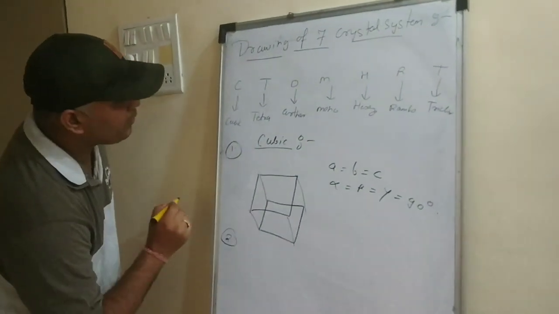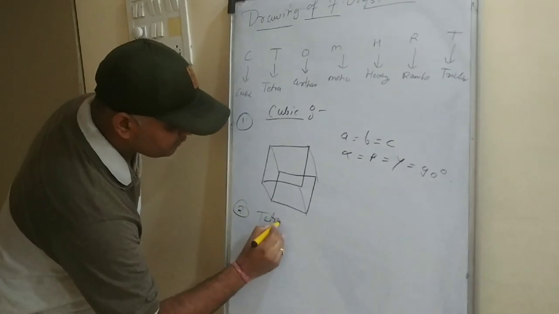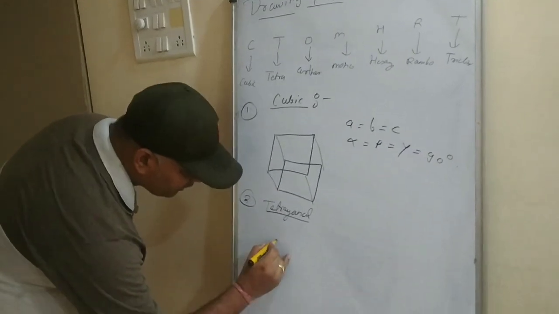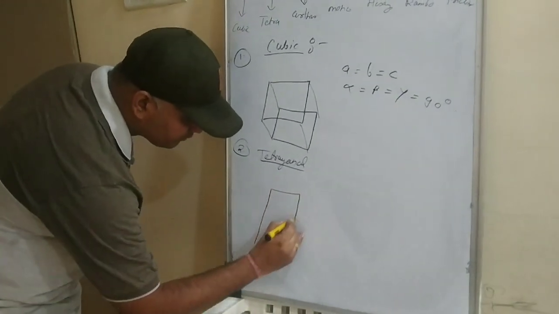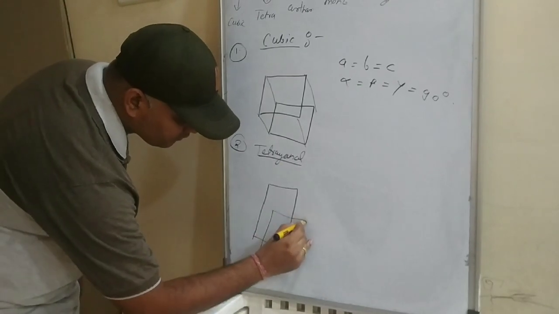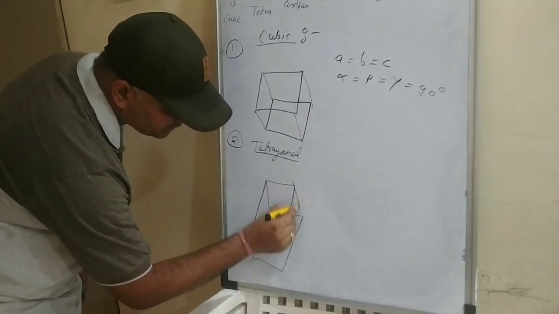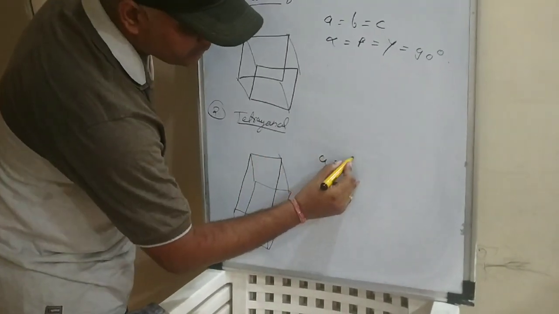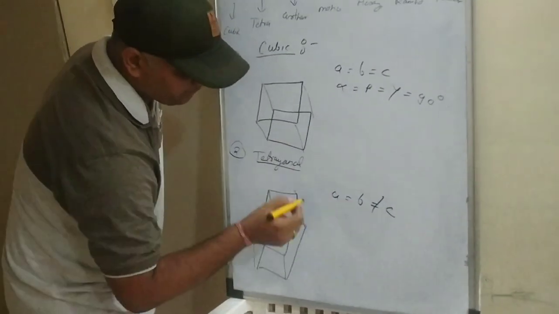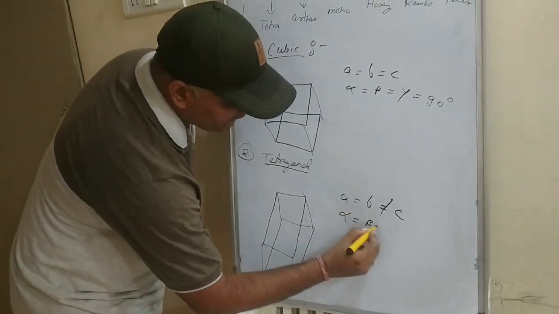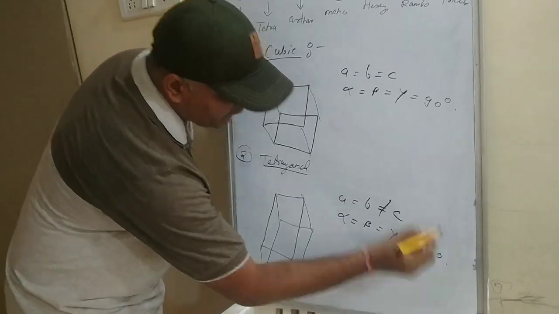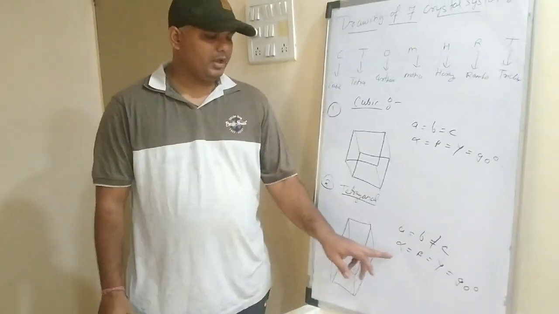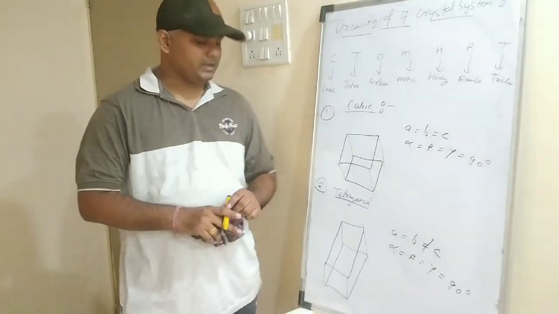Now let's go for the second one, that is tetragonal. What is the case of tetragonal? We have to draw this a little bit bigger. See, this is tetragonal, right? So in the case of tetragonal, a equals b, b not equal to c, alpha equals beta, beta equals gamma, equals 90 degrees. So this is the case of a tetragonal where two sides are equal, the third side is not equal, and all the angles are equal, right?